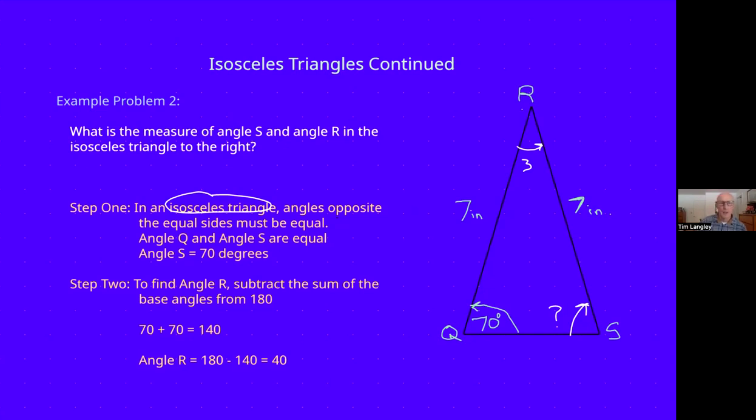Okay. Now, step 2 here. To find R, subtract the sum, which means sum means adding, of the base angles from 180. So 70 plus 70 is 140. So if I add these two angles at the bottom together, I'm going to get 140 degrees. And if I subtract that from 180, that gives me 40. And that's what R is. R is 40 degrees. Okay. So that's how I would do that math.